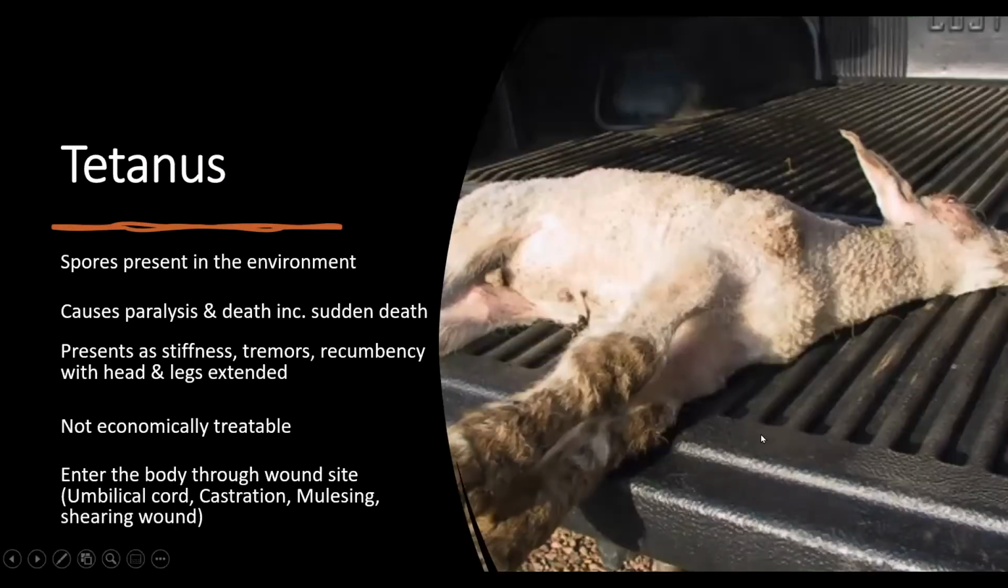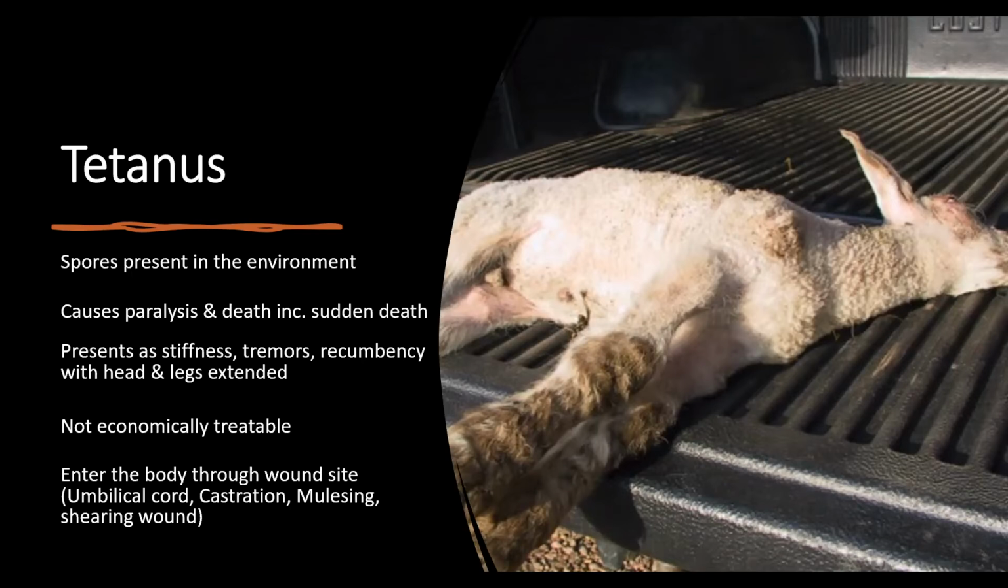Tetanus is quite common as well. So the tetanus spores are in the environment. They cause paralysis and they can cause sudden death. So in young lambs, we tend to see them present as sudden death. In older sheep, you tend to get paralysis where it may take a week or so for the animal to gradually stiffen up, go to a point where it can no longer retract any of its limbs, roll over on its side and die.